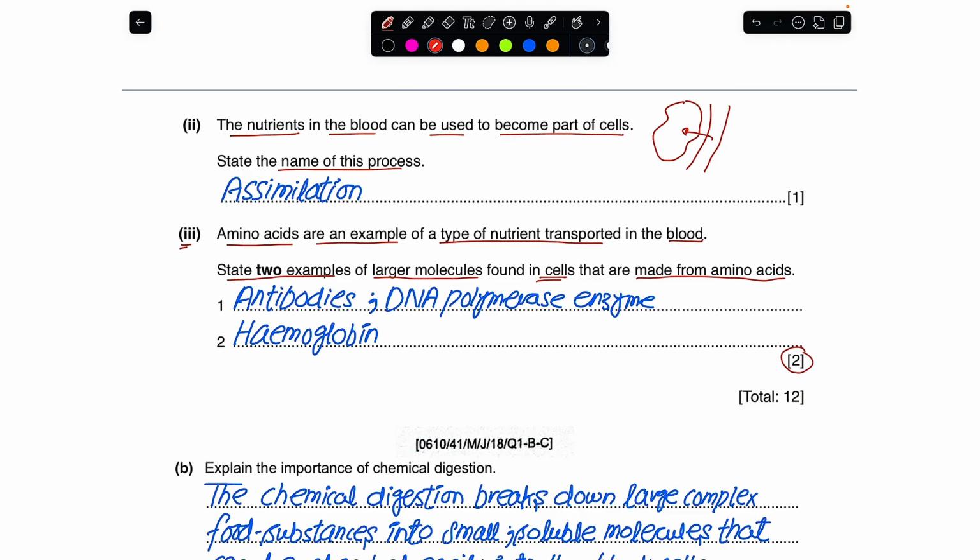Now they want you to tell them the larger molecules that can be made from amino acids, so we can make antibodies out of it. You can name some enzyme, like I have written, DNA polymerase enzyme, because this is working within the cells. The other large protein that we make within the cells out of amino acids could be the hemoglobin protein.